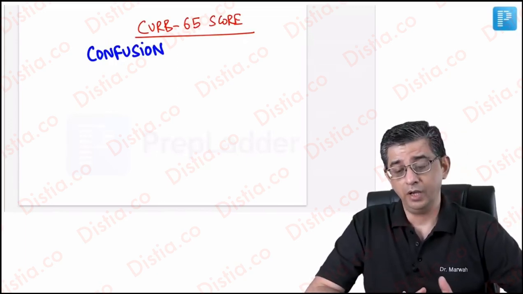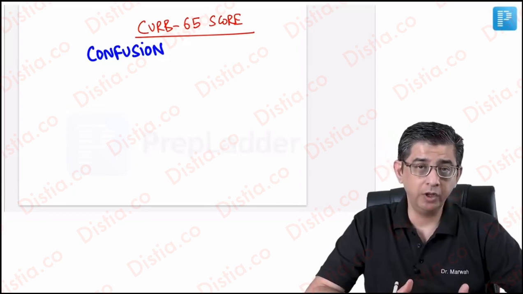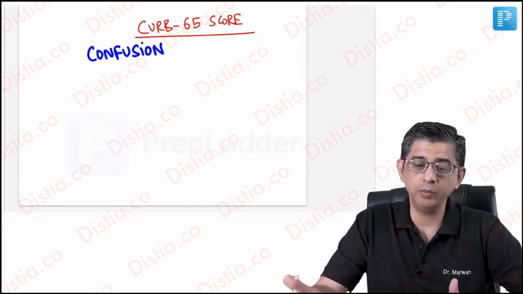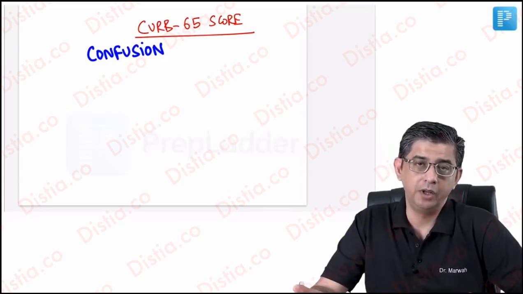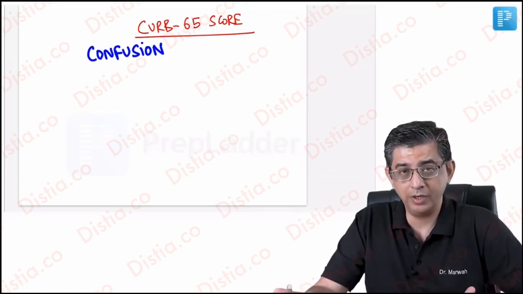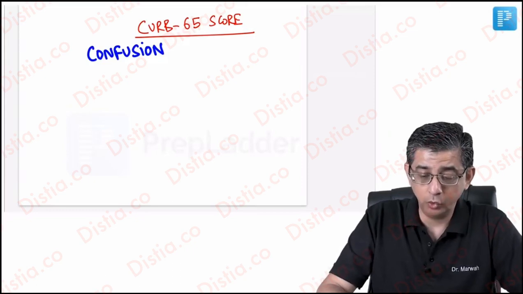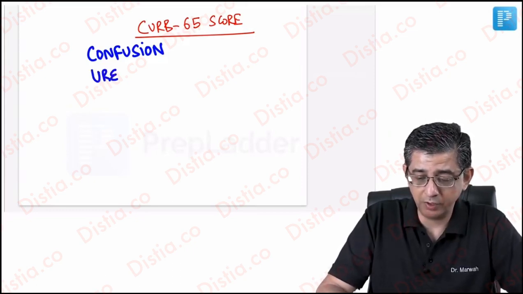So the point is, should you admit everybody or should you admit selective cases? Patients were deciding on their own, I'm having COVID, I need to get admitted. But when it comes to lobar pneumonia, that's not the case. You are the one who will decide on the basis of the following parameters.